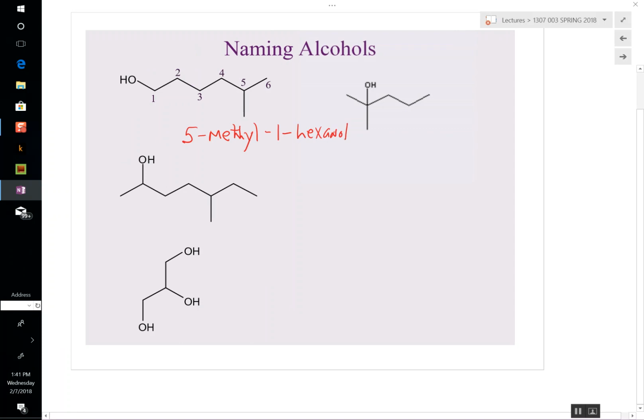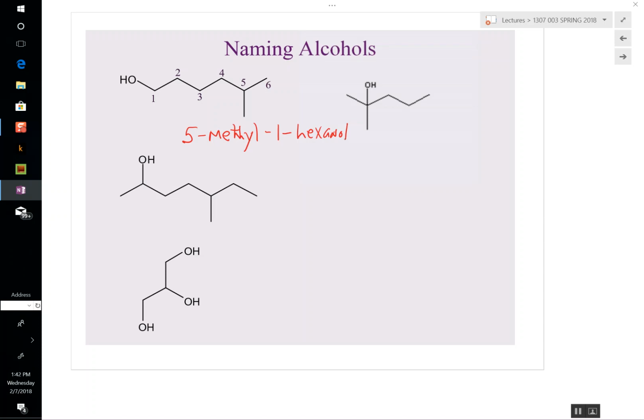5-methyl-1-hexanol. Okay, we need the one because it could have been 5-methyl-3-hexanol. The OH could be on the 3rd carbon. So yes, there's 6 carbons there, and if you're going to call it hexanol, tell me where that OH is. Cyclohexanol doesn't need the one because all the carbons are the same, but not here. They're all different. Okay, who wants to do the next one down?